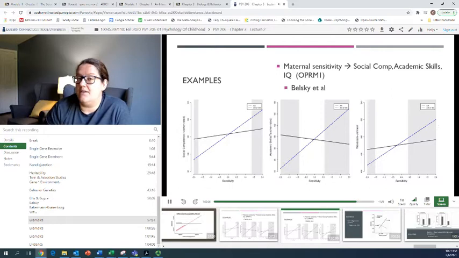So it does appear that this is a gene that follows the differential susceptibility model. If you inherit the G, that means that your genes make you really vulnerable to the environment, for better or for worse. So I go on to show other examples, but I think that's enough. I hope that was decent quality that you could hear it.